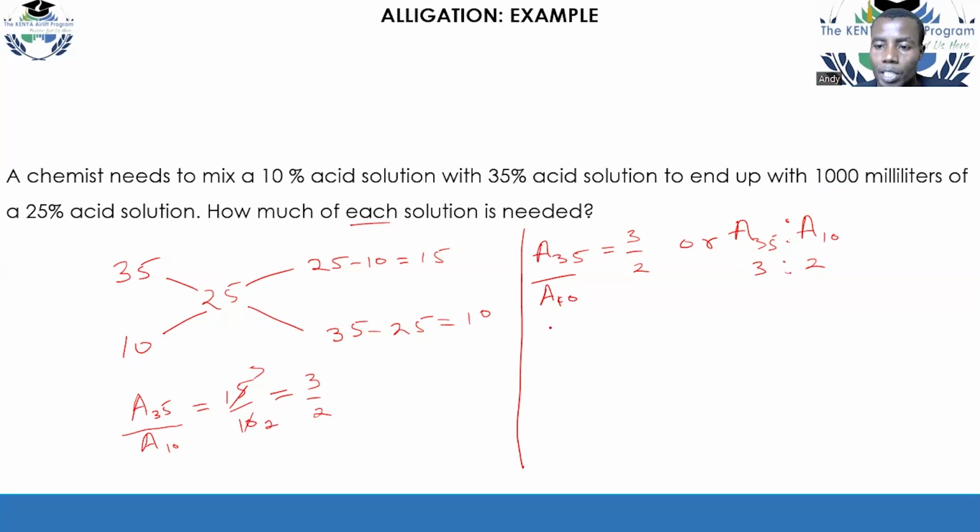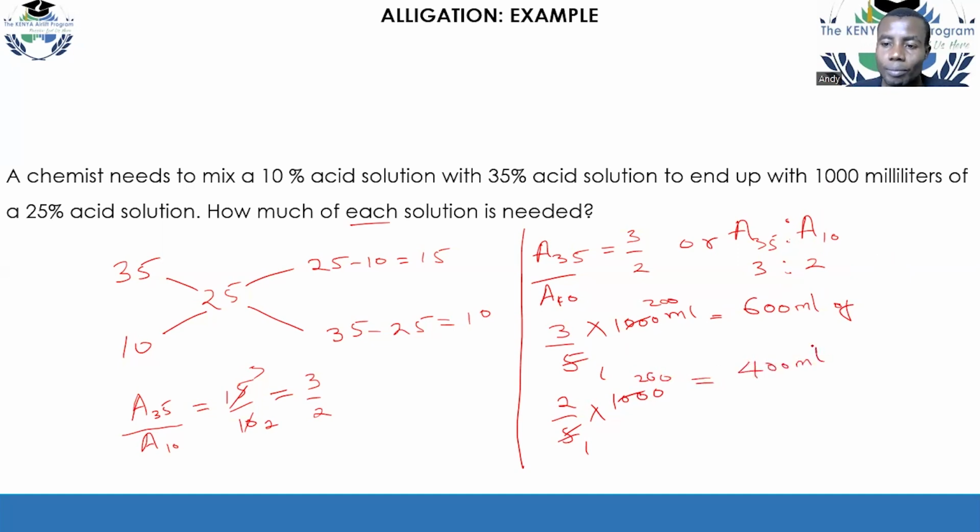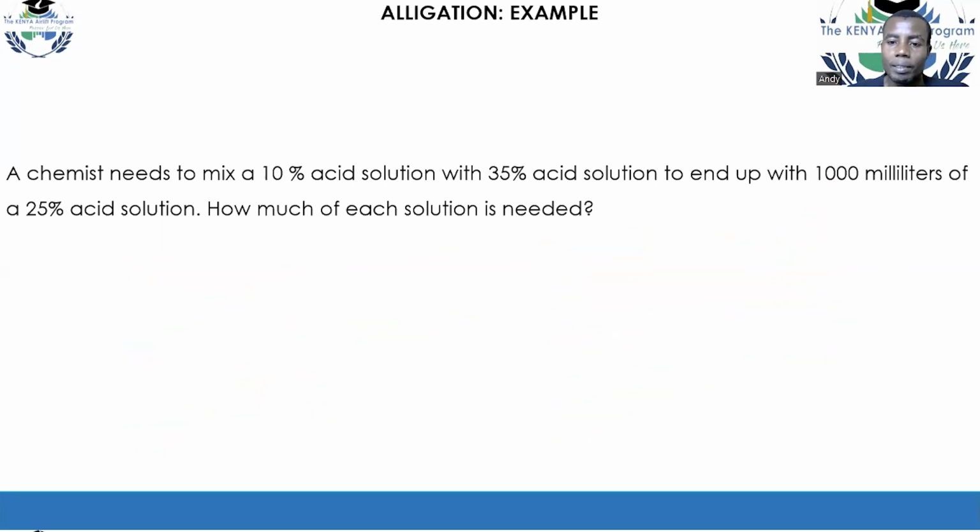So for A, which is 3 parts, we'll have 3 over 5, that is 3 plus 2, times 100 ml, giving us 60. So we have 60 ml of that one. Then for acid 10, we'll have 100 minus 60, which is 40. Or you can tackle it the same way and have 2 over 5 times 100, giving us 40 ml. Just as simple as that. So let's look at our final example.